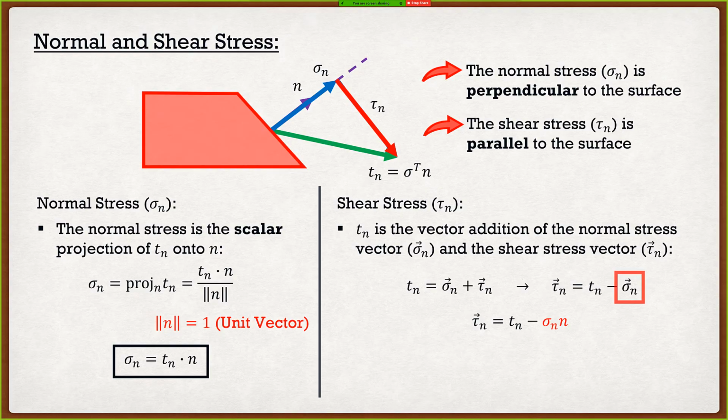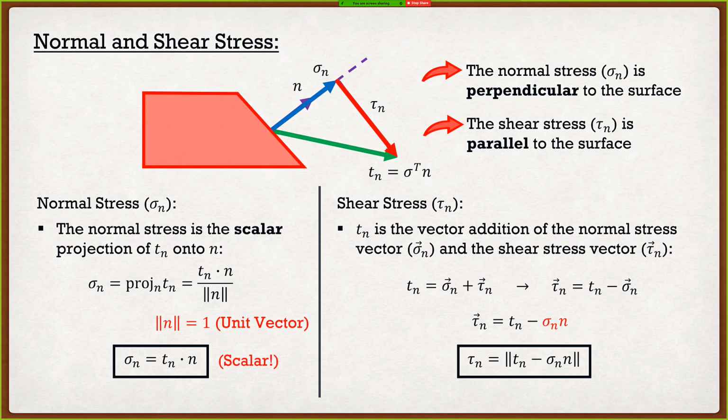Now that I have the vector tau n, and I just want its magnitude, all I need to do is take its norm to get my stress component tau n. If I'm looking at the left-hand side, I have a dot product, which means I get a scalar component. On the right-hand side, I'm taking the norm of a vector, so I get another scalar component. So when we do these operations, we should get scalar components for both of these. Hopefully by now you know exactly what this traction vector is, as well as what we're using it for.